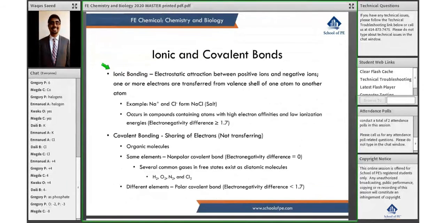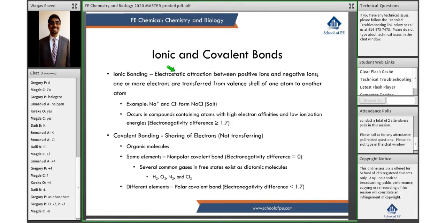So for the FE exam in chemical engineering, the only bonding you need to worry about is ionic bonding and covalent bonding. Of course, there's other things like hydrogen bonding and van der Waals forces, which you probably remember from your chemistry courses. But for the chemical engineering FE exam, you only need to know the differences between ionic bonding and covalent bonding.